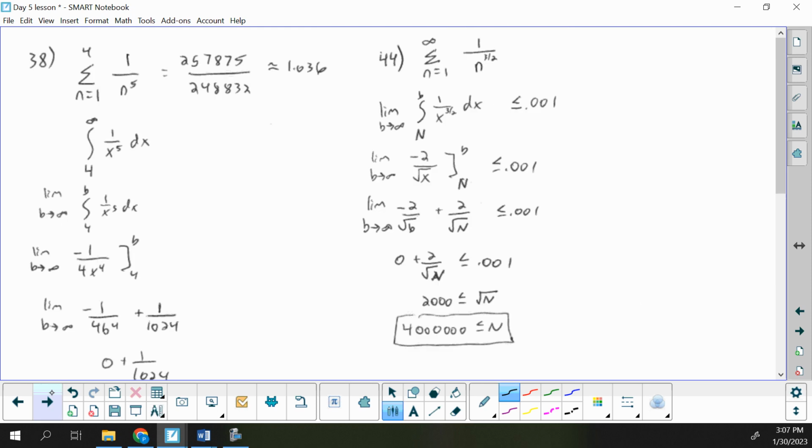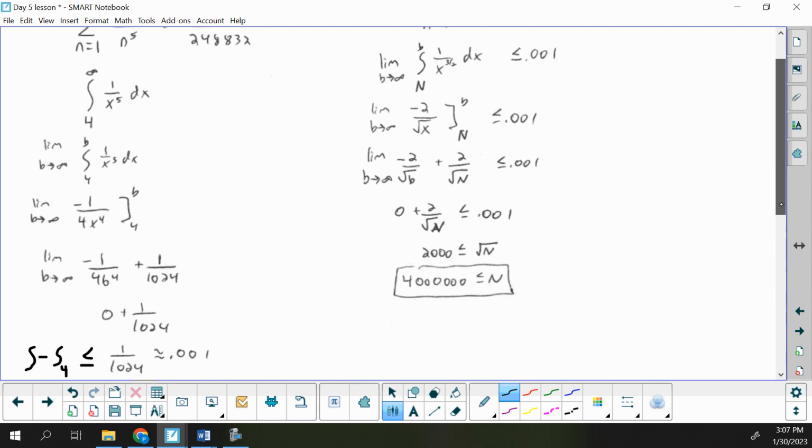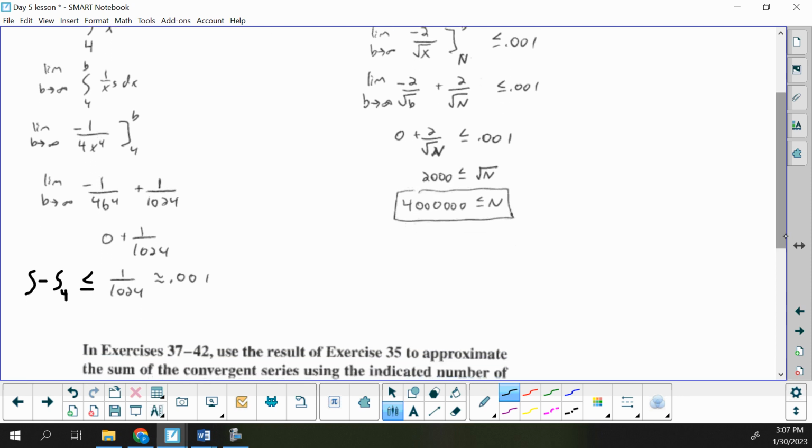For 38, we wanted to do the fourth partial sum, so just do in your calculator summation from 1 to 4, and we either get the fraction form or the decimal form there. Doing our integral remainder, we do our integral from 4 to infinity of 1 over x to the 5th dx. We switch that to our limit for our improper integrals, do our antiderivative and sub in, and you get 1 over 1024. So what this is really showing is s, our exact infinite sum, minus the partial sum, is 1 over 1024. Or in other words, our partial sum is missing at most 1 over 1024 of the infinite sum.